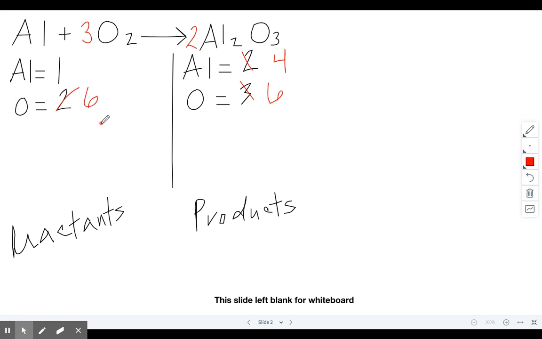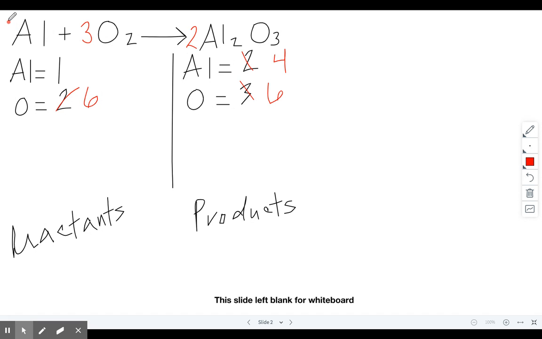So I fixed my oxygens, but I just screwed up my aluminum even more. So I only have 1 on the reactants, but I have 4 on the products. Always go to who has less and fix them. You can't make the one that has 4 go down again. You just have to move up the one that only has 1. So what times 1 gives me 4? Well, that would be a 4.